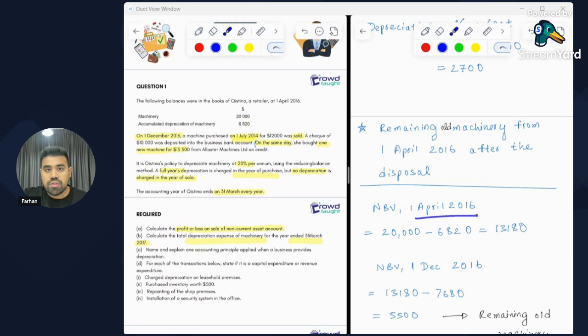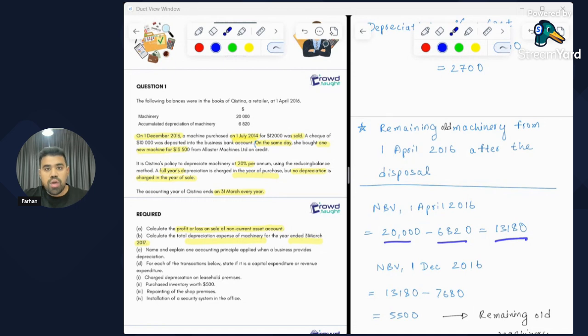The original cost is given to us as $20,000, and the accumulated depreciation, as you can see, is given in the first section of the question, which is $6,820. So 20,000 minus 6,820, which is cost minus accumulated depreciation, gives us the net book value of $13,180 for 1 April 2016, right? So this was all the old machinery that we started the year with.